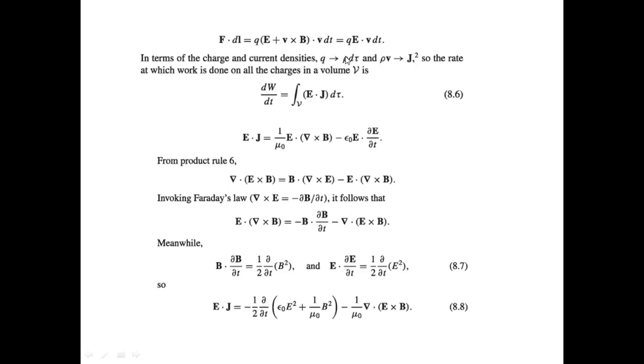Now this q we can replace by the charge density multiplied by the volume element d tau, because this is the volume charge density, and when you multiply it by the volume element, you get the charge. If you make that substitution here, you'll have a term rho v. That rho v we write as J. I'll just show you how that formula comes.